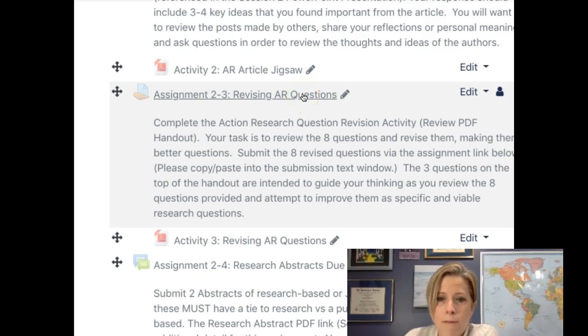So article jigsaw is 2-2, and then you're going to see assignment 2-3, revising action research questions. There is a PDF file that has 8 questions that are written for you. I want you to make them better. All you have to do is just open up a document, revise the questions. You don't have to put your rationale, just rewrite the questions and make them better. And I'll go over what that means in just a second. Copy paste your response right into the assignment box. You don't have to upload a document if you don't want to, just pop it in there, and then I will give you feedback next week.